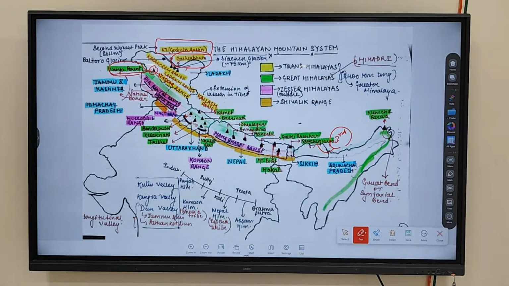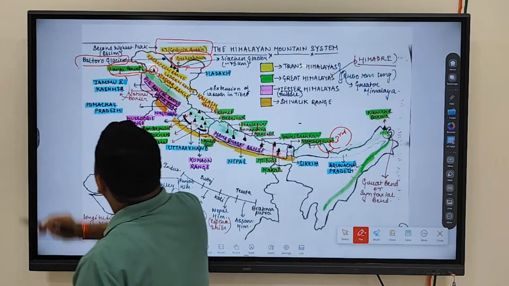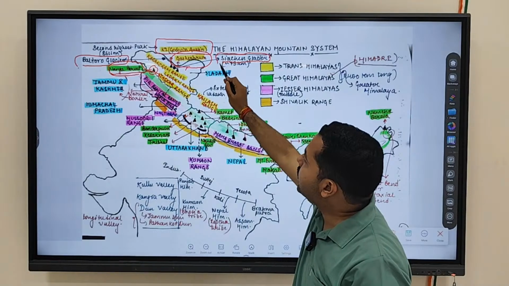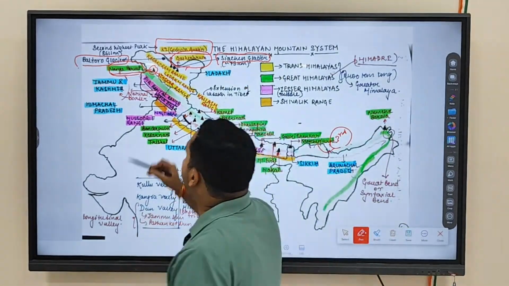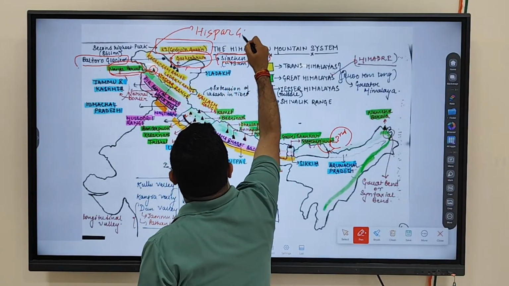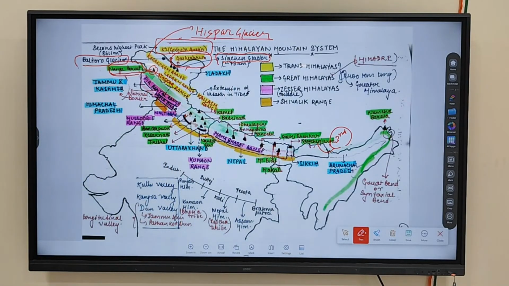Some of the important glaciers you will also find in this range, Karakoram range. One is called Baltoro Glacier. Another is called Siachen Glacier. All these glaciers lie in Karakoram range. Another is Hispar Glacier. So all these glaciers lie in which range? In the Karakoram range. Clear? Siachen Glacier, Baltoro Glacier, Hispar Glacier, all these glaciers.